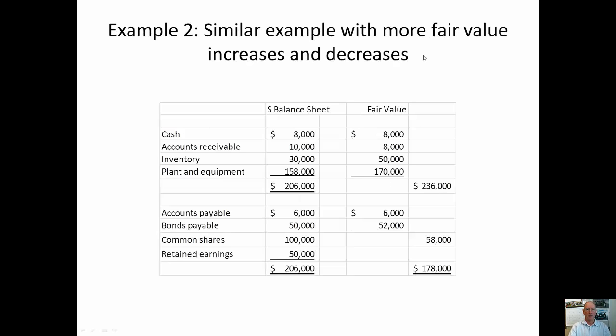Now, the second example is basically the same, except I've got a lot more changes to the fair value of assets and liabilities. So this allows us to use the same basic information but do a more complicated example. So notice in this example, accounts receivable goes down, both inventory and plant and equipment increase in value, but you also have a liability that increases in value, giving us $236 fair value of assets, $58,000 fair value of liabilities with a new number of 178 for net fair value.